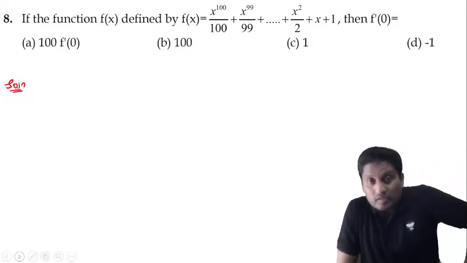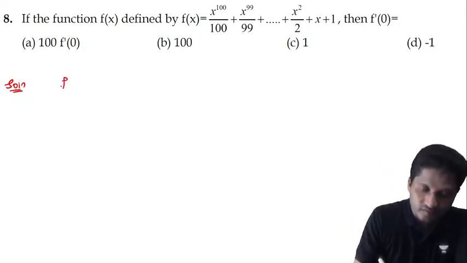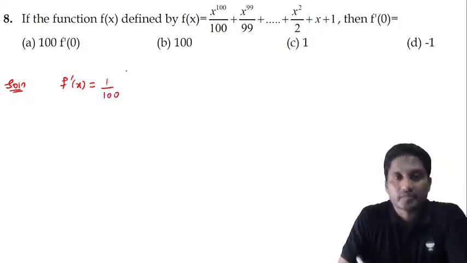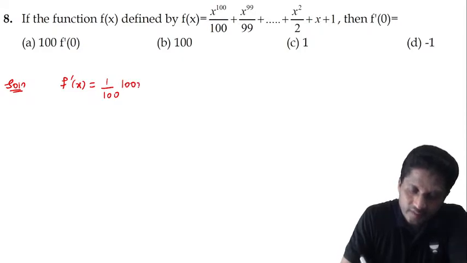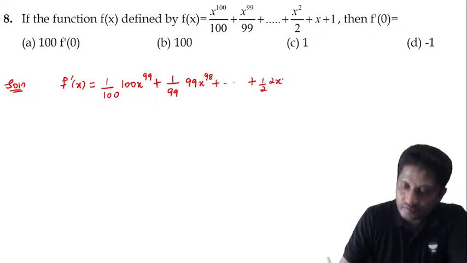I'm supposed to find the value of f dash of 0. Right, f dash of x is equal to, 1 by 100 is a constant. Differentiation of x to the power 100 is 100 x to the power of 99, plus 1 by 99 times 99 x to the power of 98, and so on. This will continue. 1 by 2, differentiation of x square is 2x. Differentiation of x is 1. Differentiation of 1 is 0.